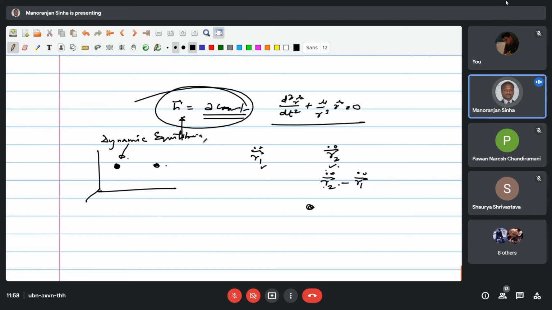D'Alembert's principle, once we apply it, comes to dynamic equilibrium. That means if it is moving, it keeps moving, and if it is at rest, it will remain at rest. So it becomes non-accelerating once you have applied this.